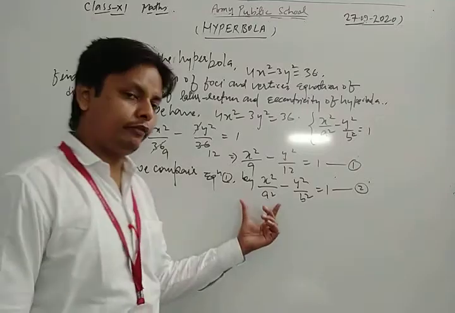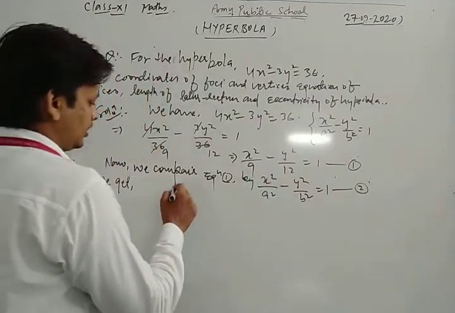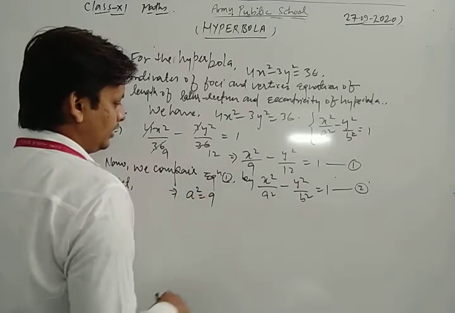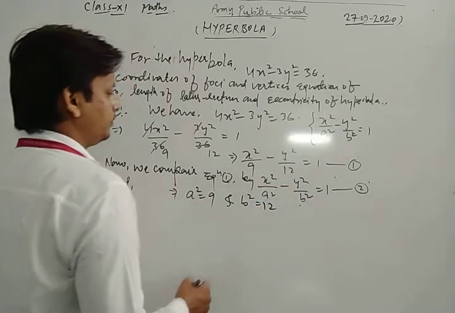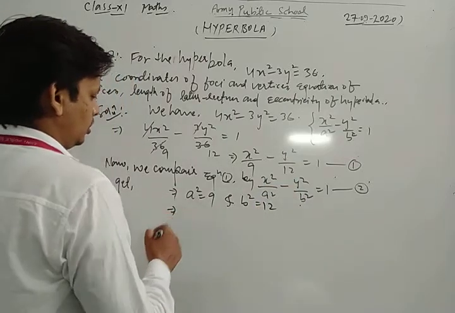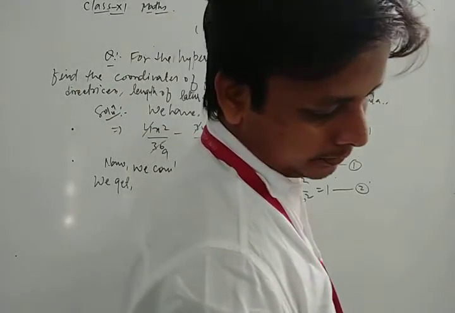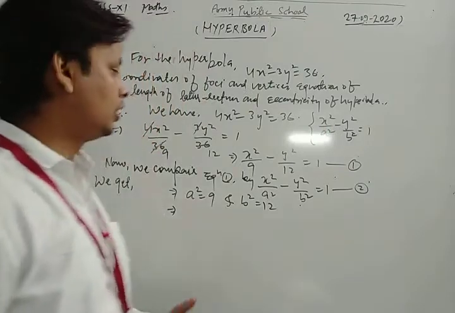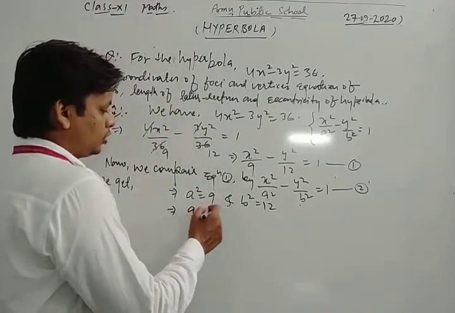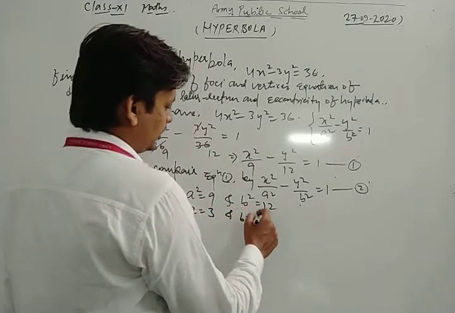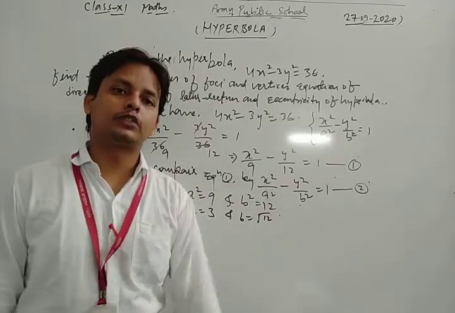Look, now if we compare equations 1 and 2, then we get a square is equal to 9 and b square is equal to 12. Now look. So we get a is equal to 3 and b is equal to under root 12. Now first we find the length of the transverse axis.